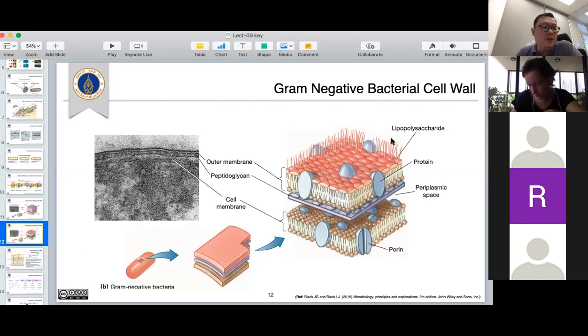Well, this picture doesn't show the molecule. On the outer membrane here, they have a channel molecule, a channel protein, we call porin protein. We will talk about that later.